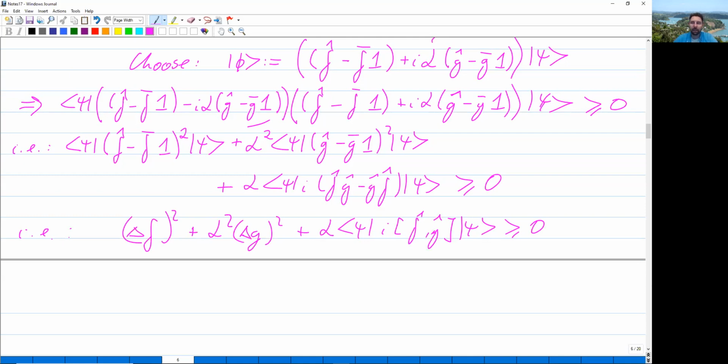Now let us complete the squares so that we don't have an alpha squared term and a term linear in alpha. Instead, we will write it as alpha minus something squared. So we are completing the squares in alpha.